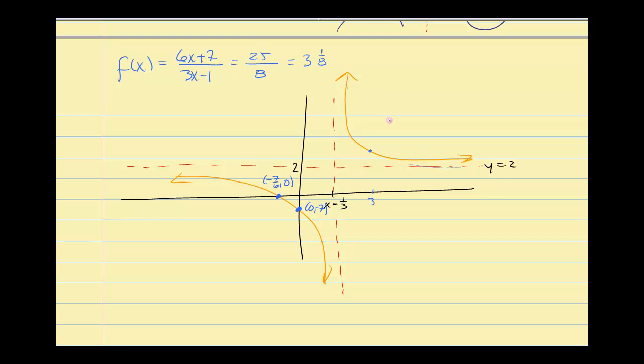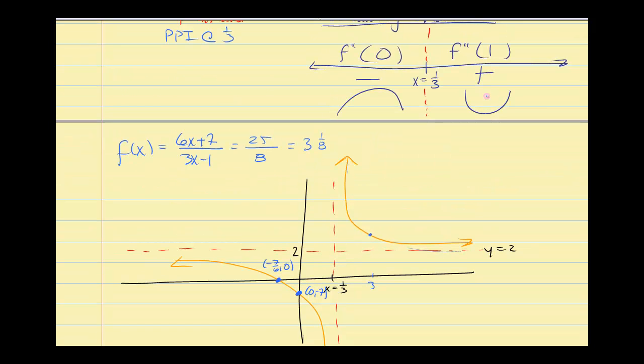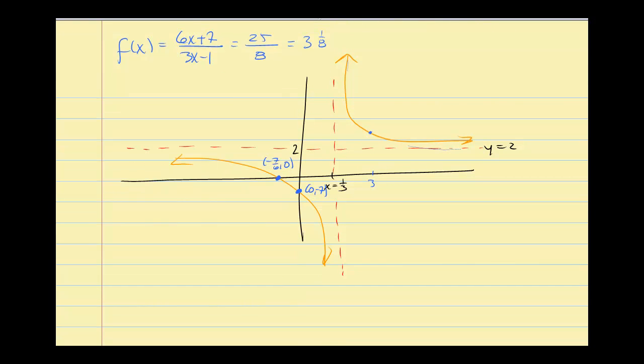Now also I know that I have to have positive concavity over here because of my slope chart, and I need negative sloping tangent lines. So this particular graph has all the characteristics that we're looking for. The only thing I don't have here is my range.